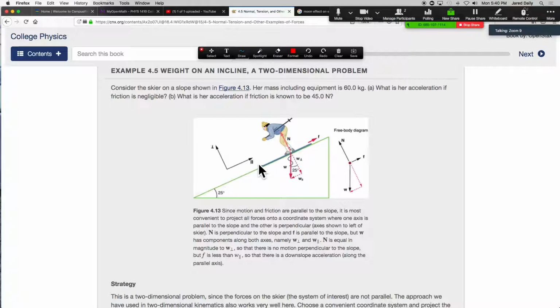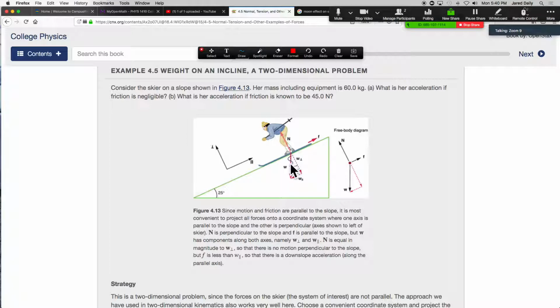Well, the normal force is always perpendicular to the surface contact. So the skis are in contact with the slope of snow, and this is the perpendicular line now to that surface contact. So the normal force is actually in this direction, which is good because this normal force direction is not enough force to hold the skier up. There's a little bit of leftover force here.